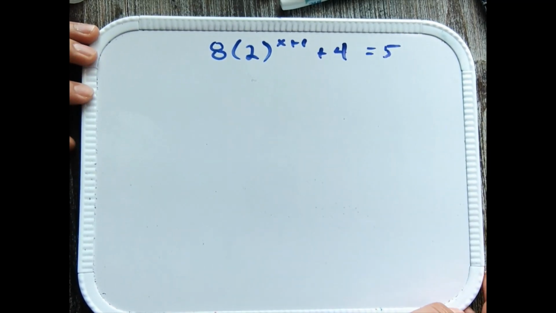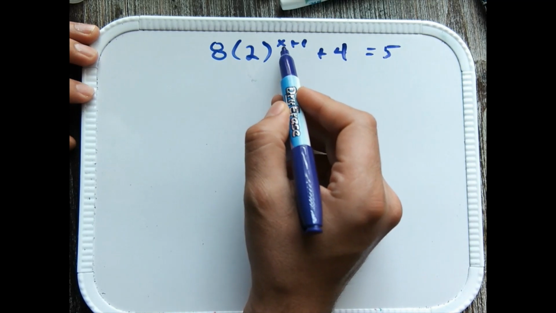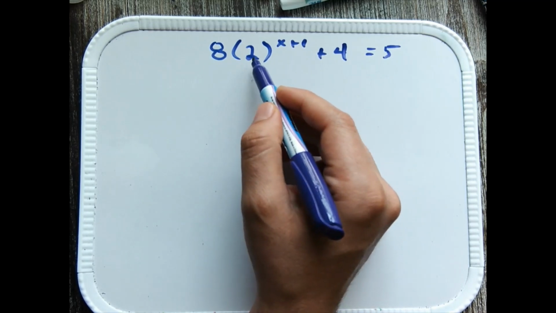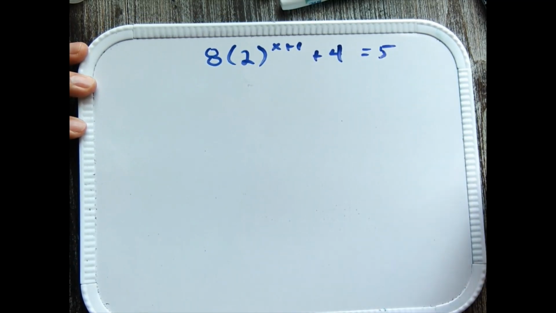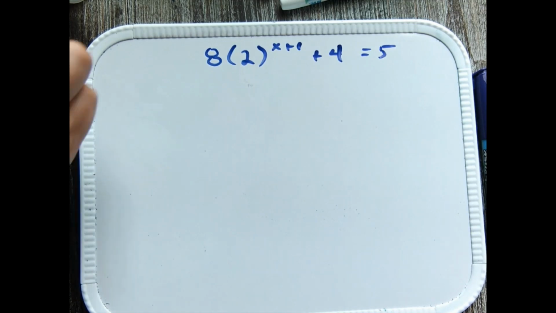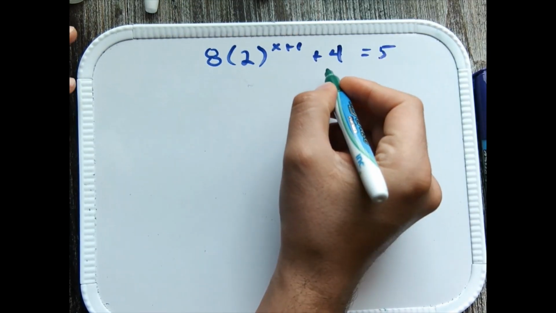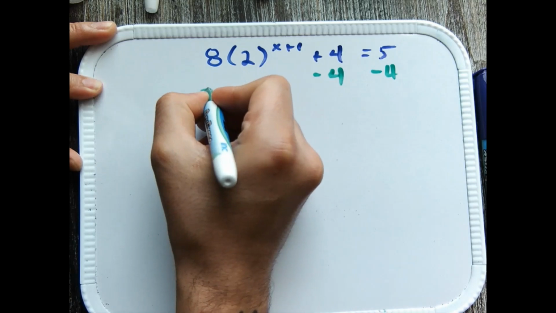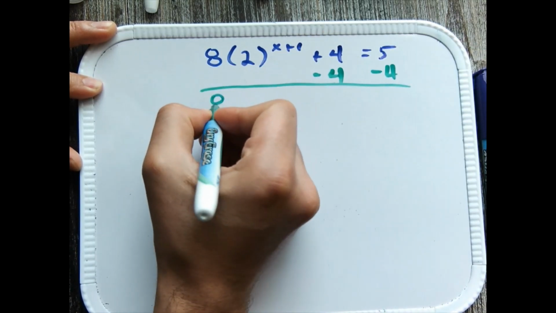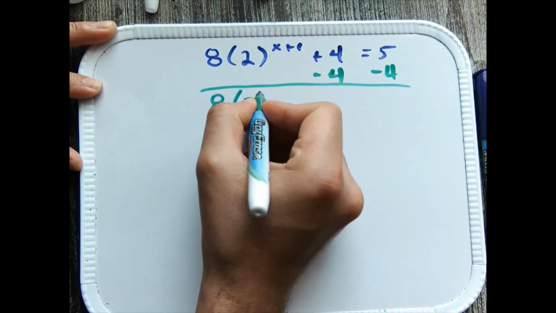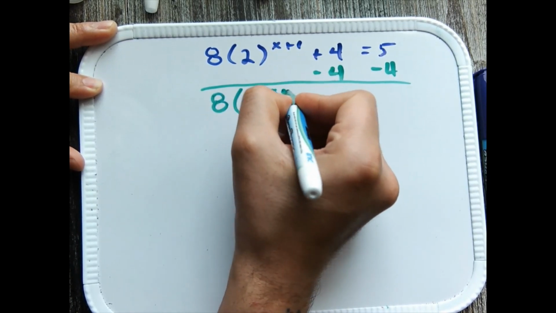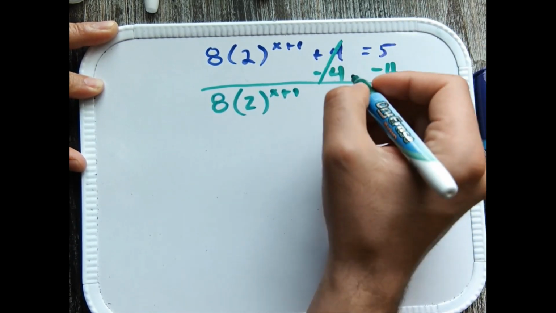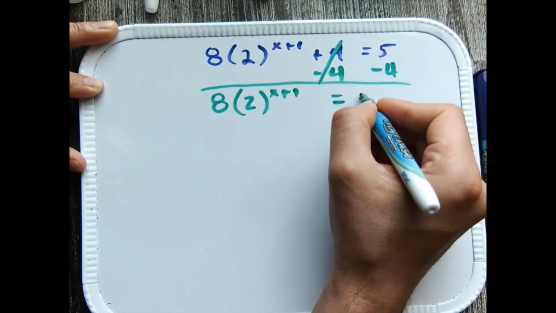All right, for this equation, what we're going to do is solve for x, again by using logs once we get rid of the base 2. So on this problem, what we have to get rid of first is the positive 4 by doing the opposite, which is negative 4 on both sides. So I end up with 8 times base 2 raised to the power of x plus 1. Now positive 4 and negative 4, again, that's 0, so it goes away. It's equal to 5 minus 4 is 1.